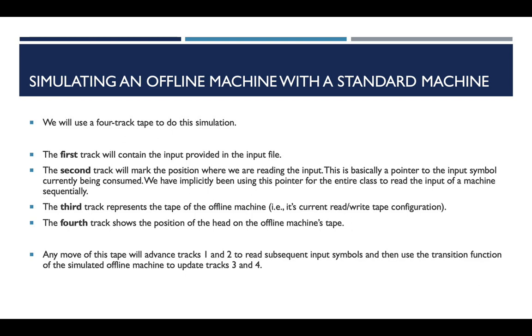The shape or the size of that transition function doesn't actually matter. We can simulate however many rules we want on tracks 3 and 4, and so we know anything that we could do in an offline machine we could also do with a standard machine, as long as we split it up into these different tracks, or if we used a more advanced alphabet in order to keep track of all these individual things as part of a single element in the alphabet.